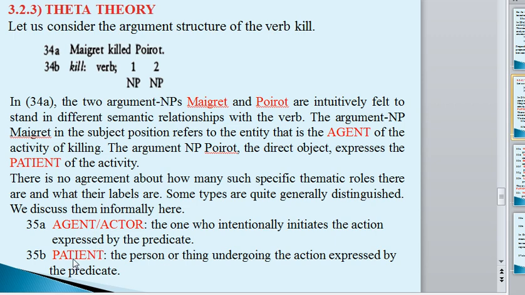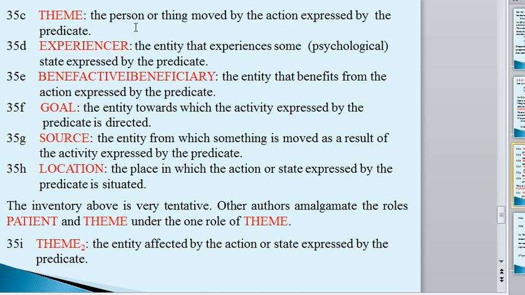The second theta role is patient. What is patient? The person or thing undergoing the action expressed by the predicate, like Poirot in this example. The other theta role is theme. Again, the person or thing moved by the action expressed by the predicate. Theme is like the patient, okay? The other one, experiencer: the entity that experiences some psychological state expressed by the predicate. The beneficiary or benefactive: the entity that benefits from the action expressed by the predicate. This is the definition of these theta roles.